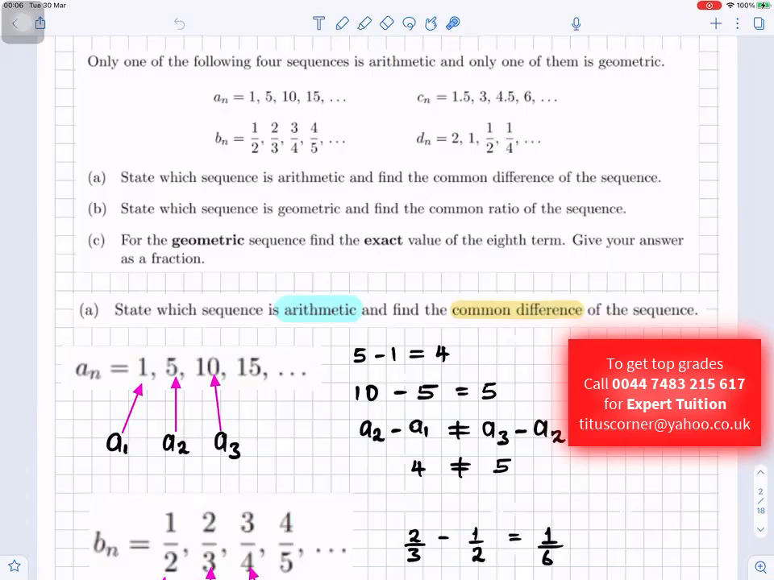So we have the first one, A1 is 1, A2 is 5, A3 is 10. To check if it's arithmetic: second term minus the first, 5 minus 1 is 4. 10 minus 5 is 5. So that difference, 4 and 5, are not the same. So A2 minus A1 is not equal to A3 minus A2, or you can say 4 is not equal to 5. So this one, AN, is not arithmetic.